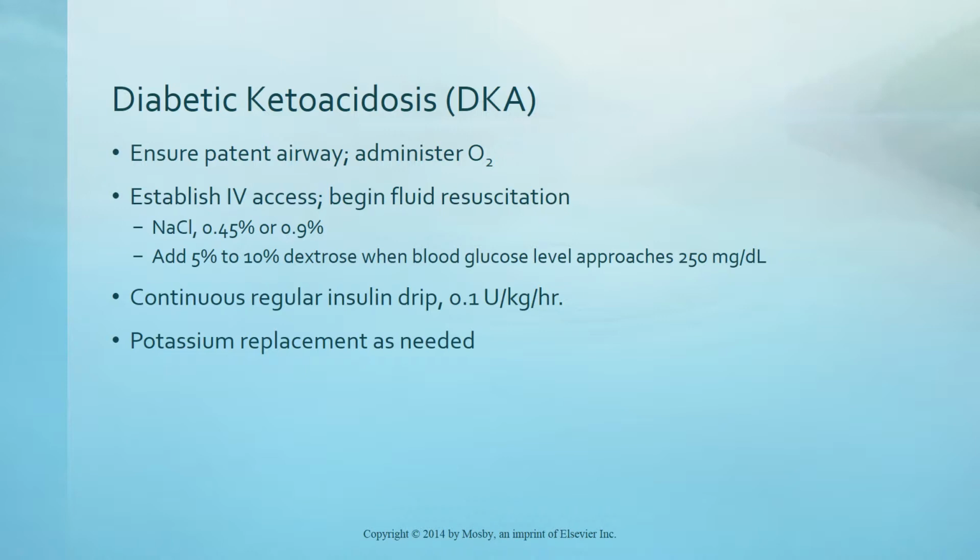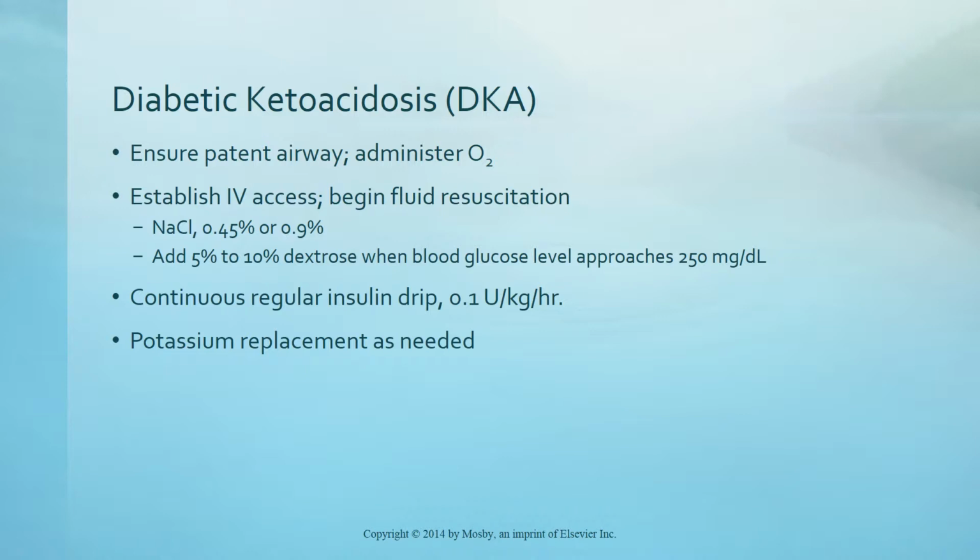Now, as far as nursing management goes, we know that DKA is a serious condition and it can get bad very quickly. So we need to treat these patients promptly and efficiently. We want to make sure that these patients have a patent airway, and we have to administer oxygen via nasal cannula or non-rebreather mask. Because they have fluid imbalances that can be life-threatening, the initial goal is to establish IV access. We need to give them a lot of fluid.